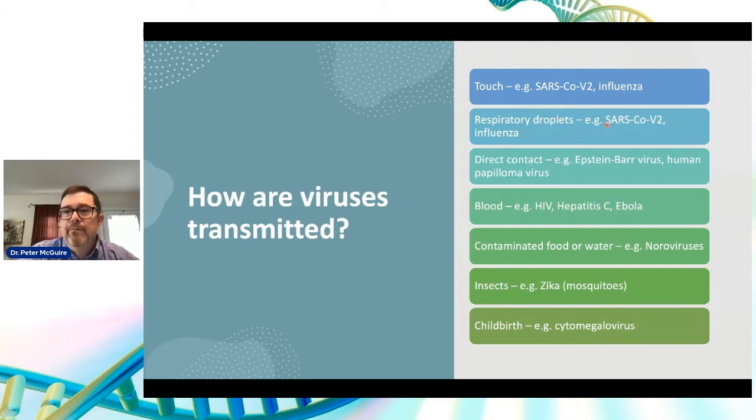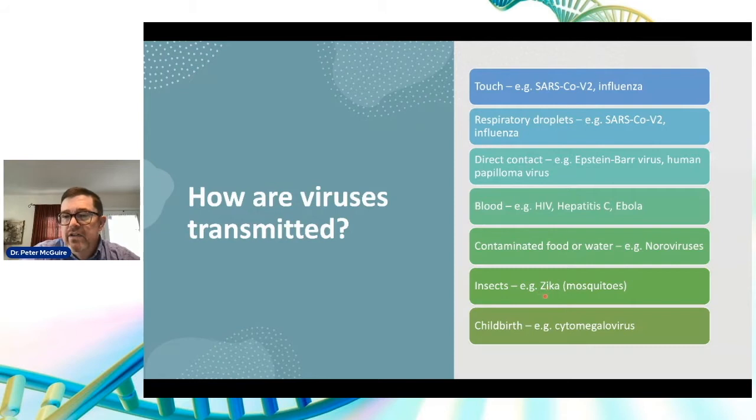Respiratory droplets, once again, SARS-CoV-2 and influenza. By direct contact, so things like Epstein-Barr virus, which causes mononucleosis, used to be called the kissing disease, and then human papillomavirus. And then there are also bloodborne transmissions, such as HIV, hepatitis C, and Ebola. Contaminated food or water, so noroviruses. Anyone who wishes to come in contact with a norovirus can try taking a cruise, because those are the viruses, or one type of virus at least, that causes outbreaks of illness on cruises.